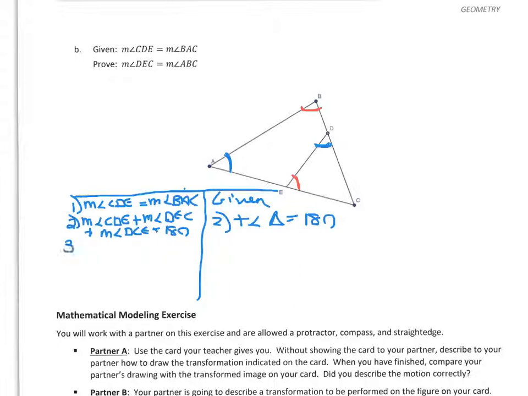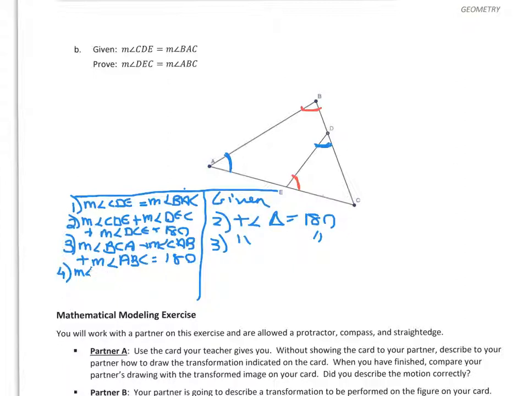All right, we're going to do the same thing for the big one. So the big triangle, we're going to say the measure of angle BCA plus the measure of angle CAB plus the measure of angle ABC is equal to 180. All right, same reason. Okay, so now that we said that, aren't they both equal to 180? So let's set them equal to each other. So the measure of CDE, oops, that's not CDE, hold on.